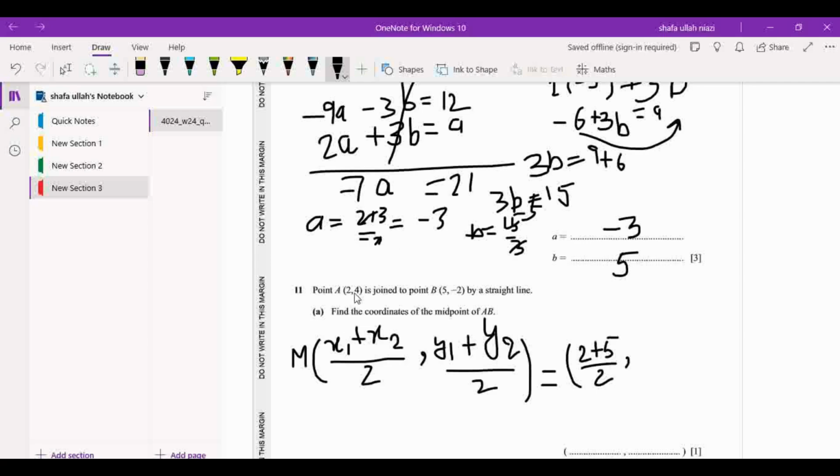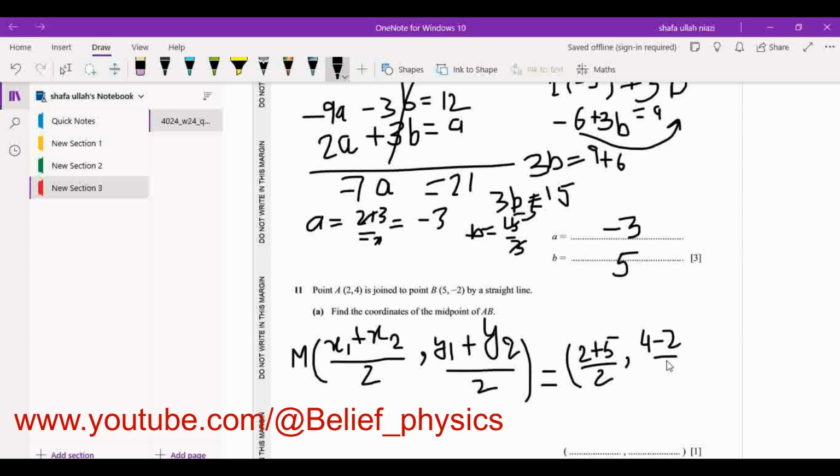y1 is 4, so we get 4, and y2 is minus 2, so we get 4 minus 2 over 2. When we solve it, 2 plus 5 is 7, so we get 7 over 2 here, and 4 minus 2 is 2, 2 over 2 is 1, so the answer is 7 over 2 comma 1. That's it.